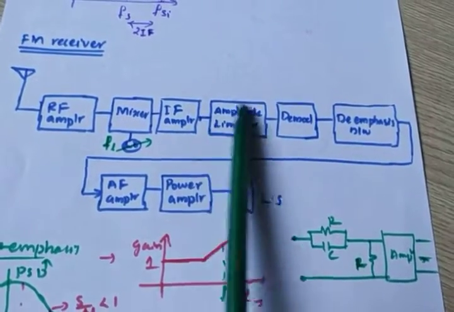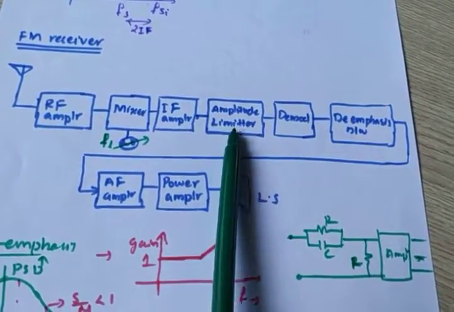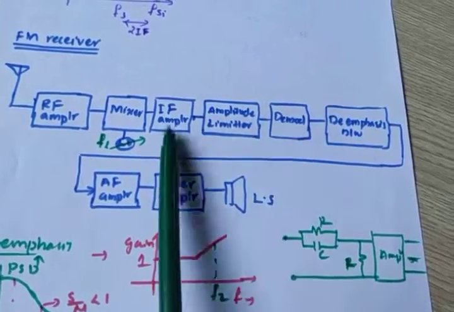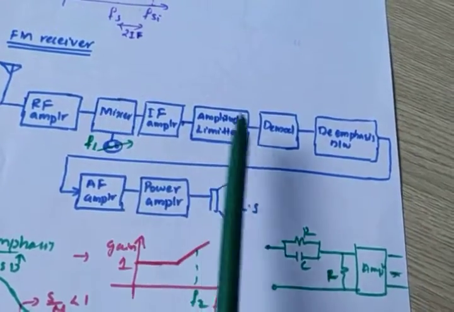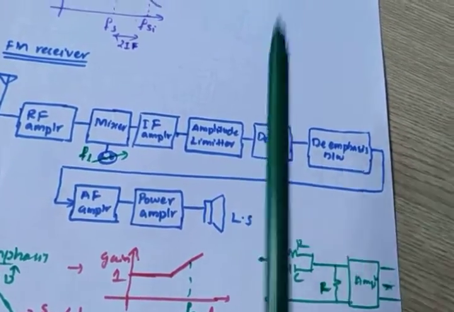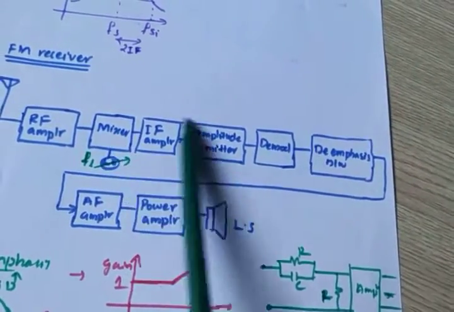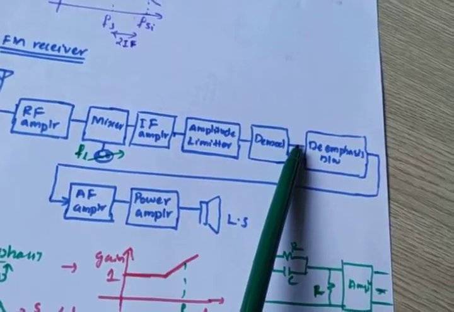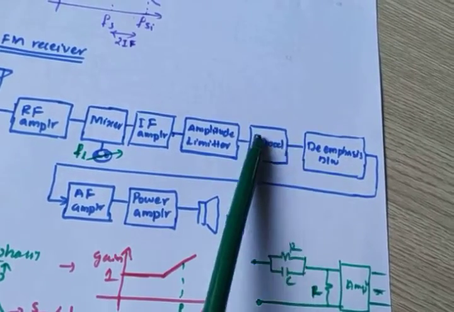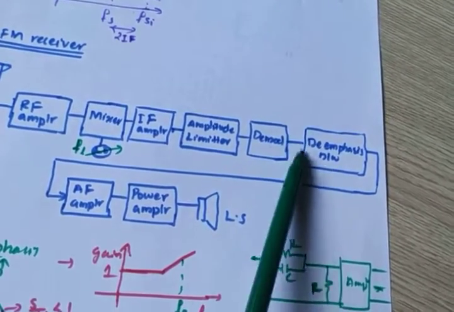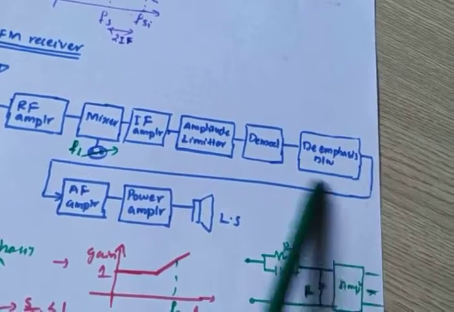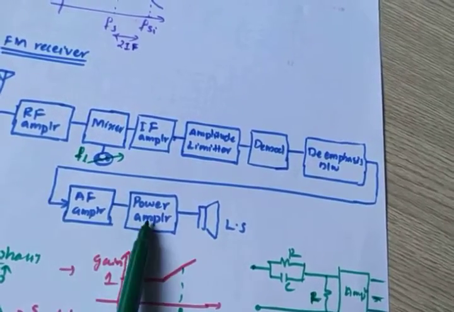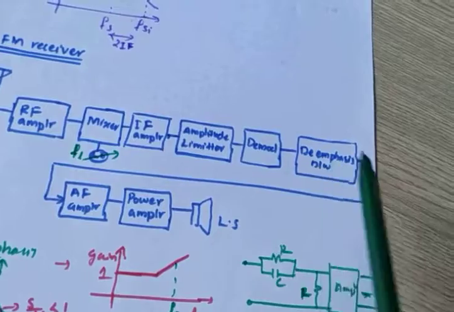The next stage is the amplitude limiter. The amplitude of the incoming signal is limited intentionally. Then it is given to the demodulator. The incoming signal is FM, so that is demodulated, which means the output is AM. Then it is given to the de-emphasis network, finally the AF amplifier, then the power amplifier, then the loudspeaker.